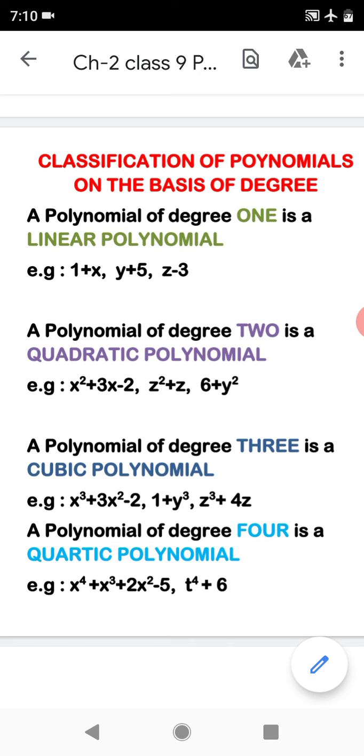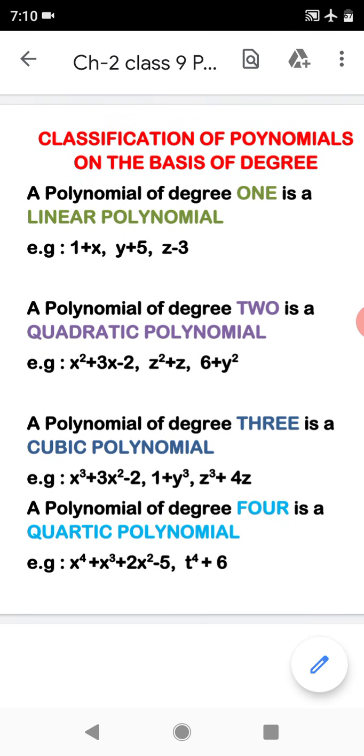Polynomial of degree 3 means cubic polynomial. Example will be x cube plus 3x square minus 2 or 1 plus y cube, z cube plus 4x. Here you can see that in every polynomial, one of the terms will have the power 3. Similarly, whose highest power is 4, that is a quartic polynomial. So x to the power 4 plus x cube plus 2x square minus 5. Here the highest power is 4. And t raised to power 4 plus 6. Here again the highest power is 4. So the polynomial of degree 4 is called a quartic polynomial.